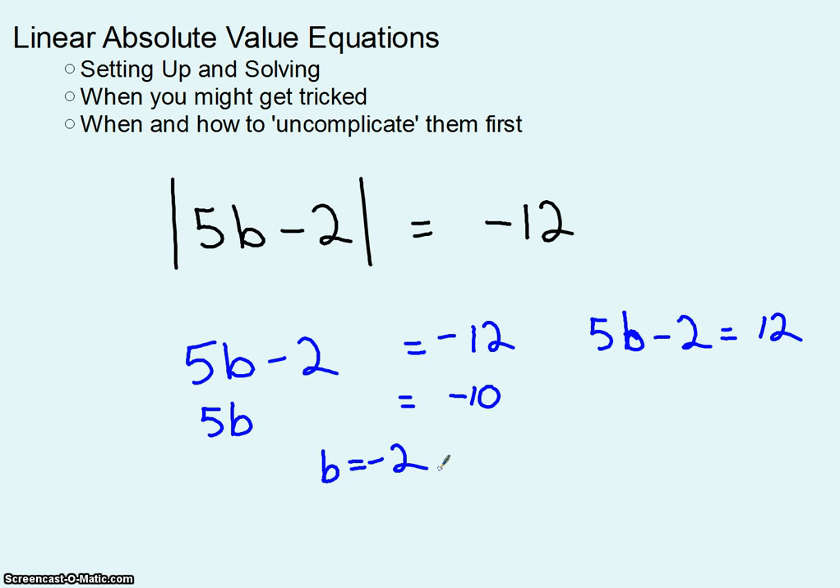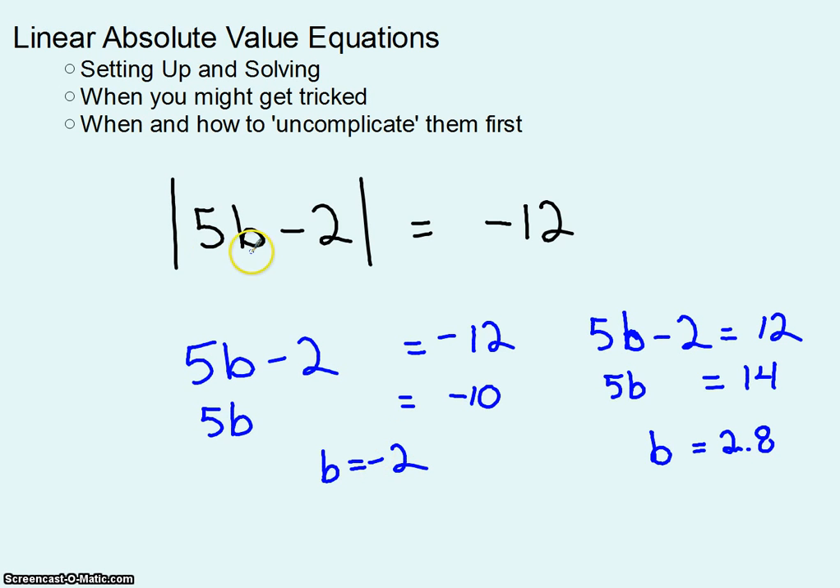And when I solve this one here, I'll get 5b equals 14. So b equals, let's see, 14 divided by 5 is going to be 2.8. So it looks like I've got my answers. Well, let's check and see if they work. Negative 2, let's see if that works.